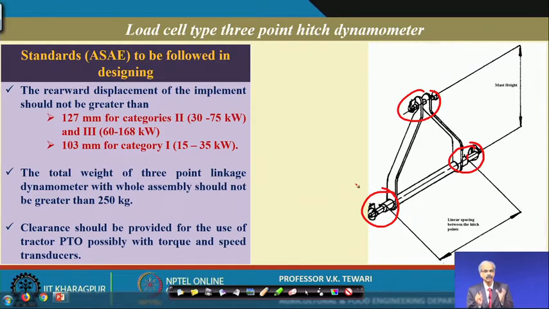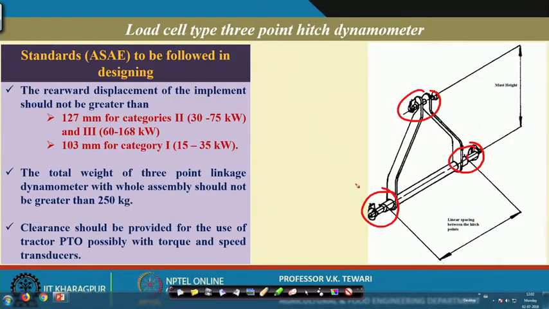Now, it is not so simple that we can just put the load cells over there, because the implement portion has to be attached over there. There is a pin which will be attached over there. So, some arrangement has to be made. And there are certain standard values which need to be maintained with respect to the attachment on the tractor side and the attachment on the implement side.